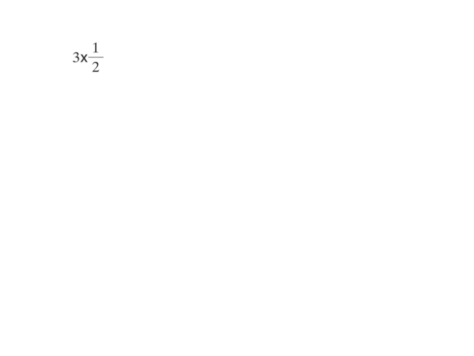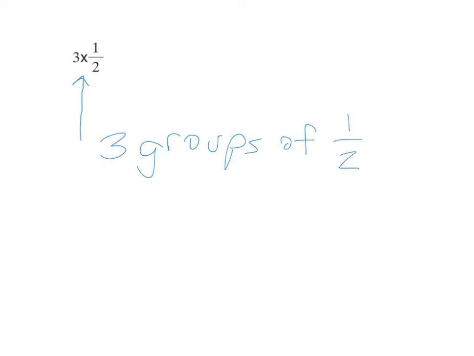All right, so I've got this equation 3 times 1/2. What does that mean? Well, I do know that the multiplication symbol means groups. So if I have 3 times 1/2, another way of saying that would be 3 groups of 1/2. So I'm going to think of this as 3 groups of 1/2. Let's see what that would look like in pictures.